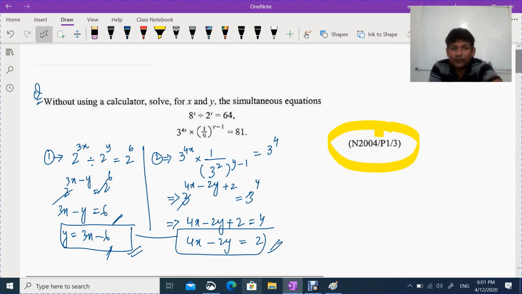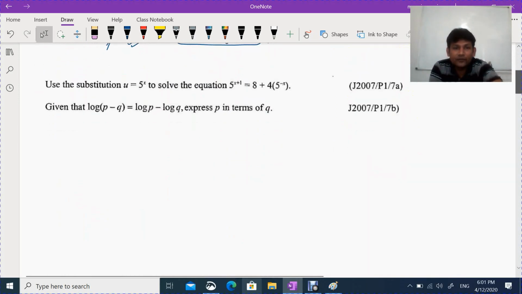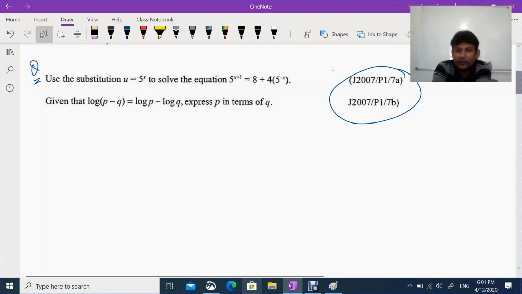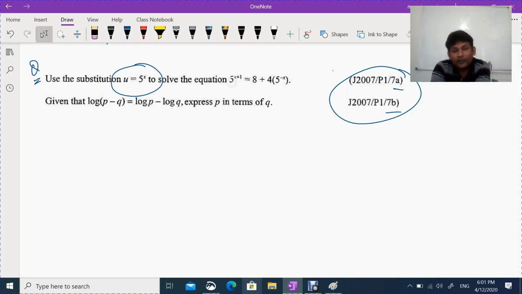Okay, next question. We have this type of question. First of all, my target is not this part, but as we are having the same year and question 7 and 7b, let's do it. This is given: substitute u is equal to 5 power x. In this question, we have to break this down like we have done in 3.4 and 3.5.